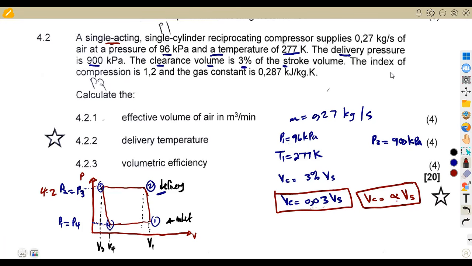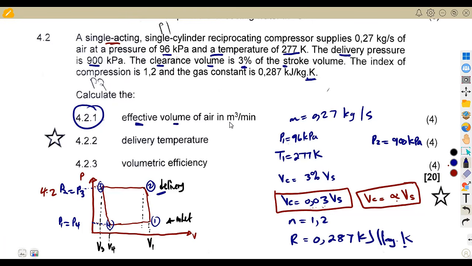Then also the index of compression is 1.2. The gas constant R in this case is 0.287 kilojoule per kg Kelvin. All right, so this must be Kelvin because our temperature is in Kelvin, so this is fine. Then 4.2.1, the effective volume of air. Calculate the effective volume of air, take note, in cubic meters per minute. Effective volume.